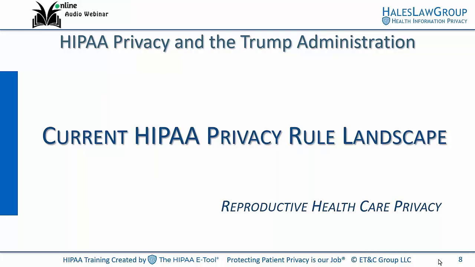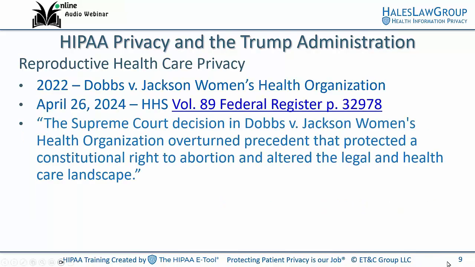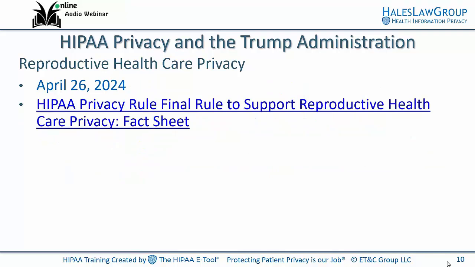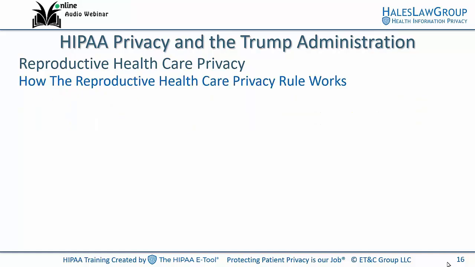Let's take a look at the current HIPAA privacy rule landscape. I'm going to talk about reproductive health care privacy. That's the newest modification to the privacy rule. Department of Health and Human Services in June put out some guidance. The modifications were published on April 26th of 2024. They became effective in late June, but they are not mandatory until December 23rd. So let's take a look at how these modifications to reproductive health care privacy actually work.